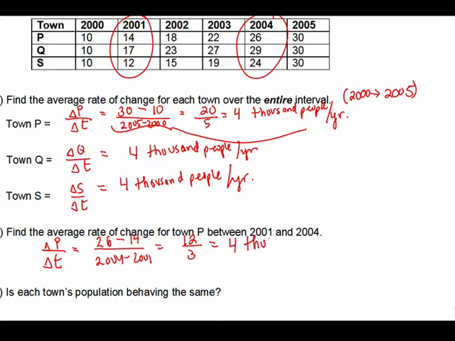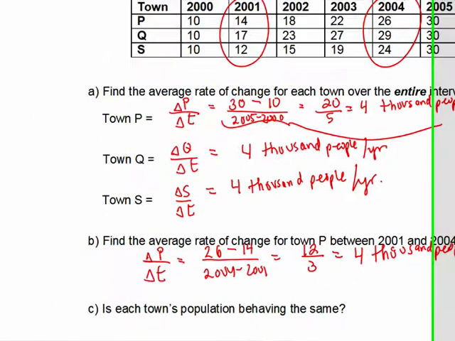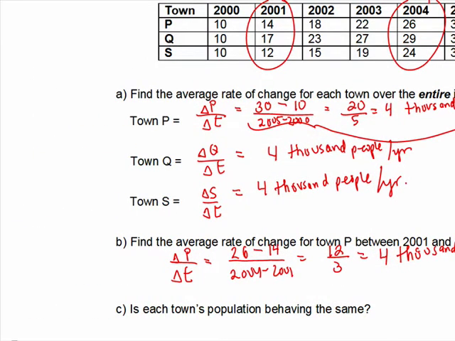So I'm going to have, again, 4,000 people per year. In fact, if we look at population P, you will notice that population P actually does increase by 4,000 people every year. It goes 10, 14, 18, 22, 26, and 30. So it increases by that 4,000 every year, where the others don't.